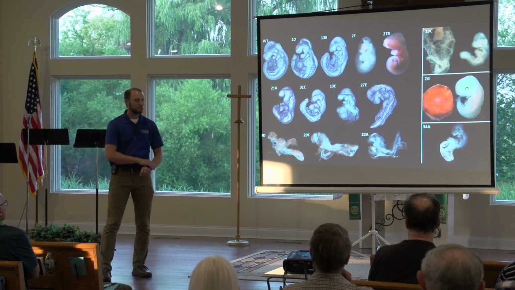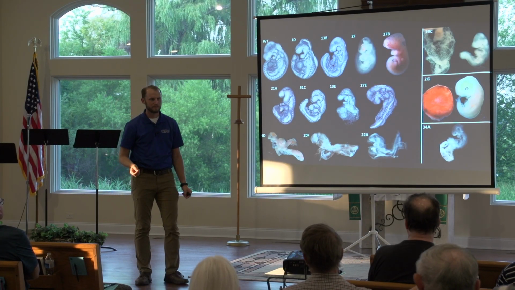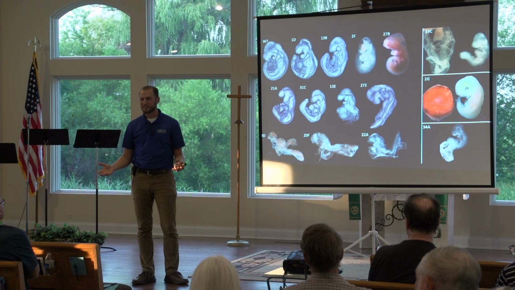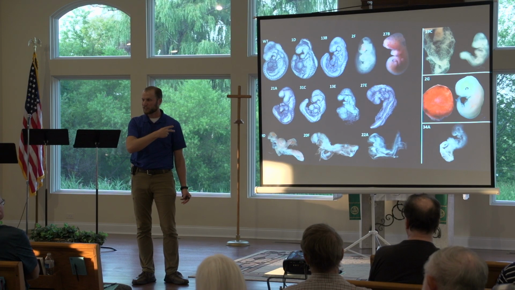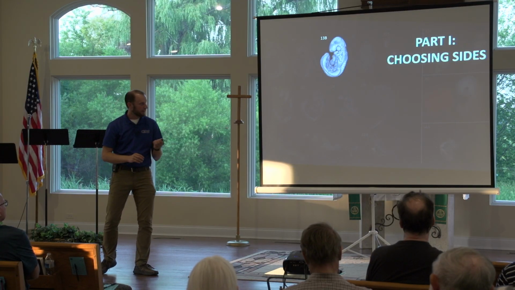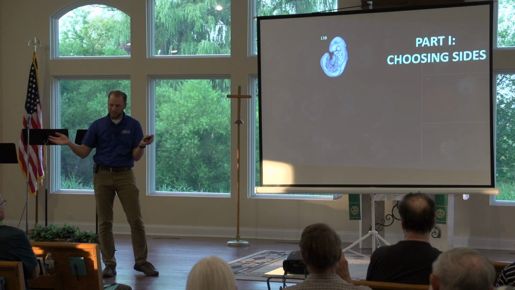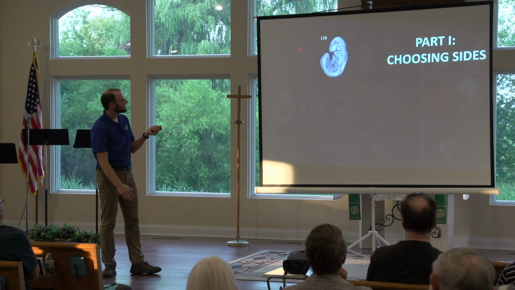So I'm going to use these embryos to tell you 2 stories about development. There's a lot that happens in development, and we're just going to look at 2 of those stories. Part 1, choosing sides. I'm going to use this mutant right here. It was named 13B. They get boring serialized names. This was 13B.